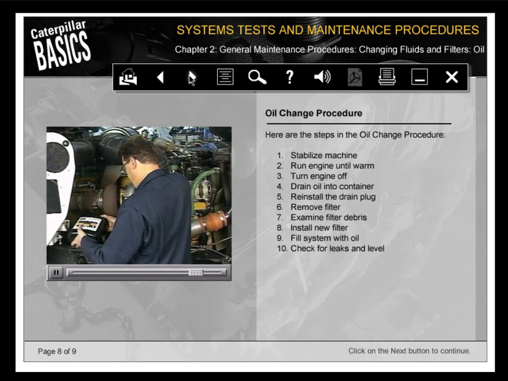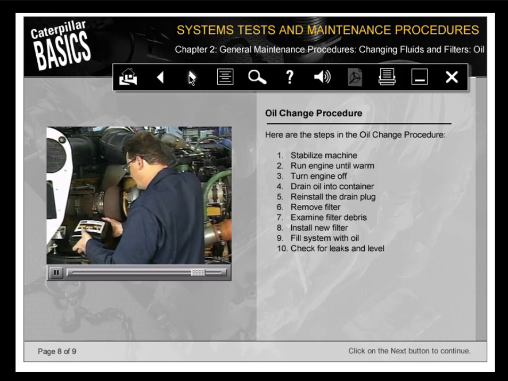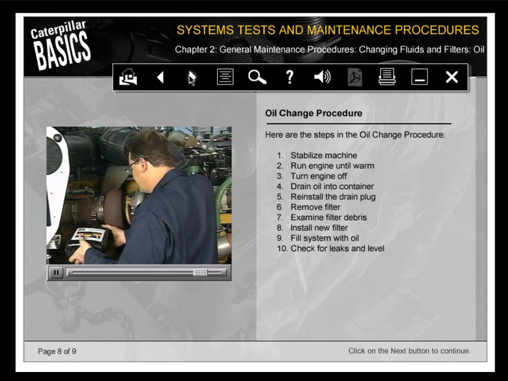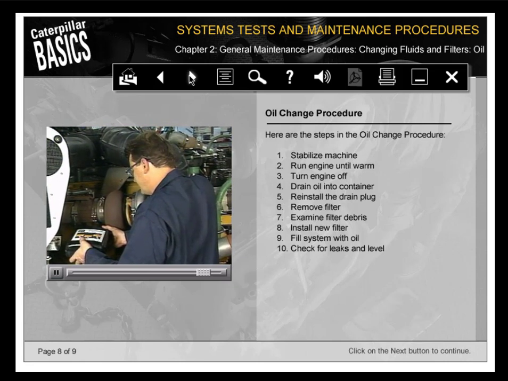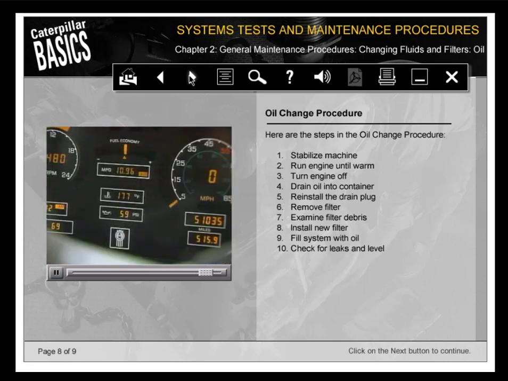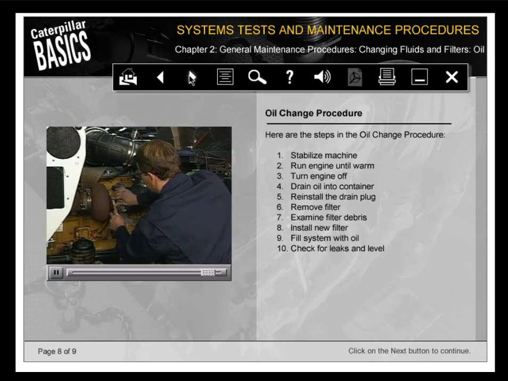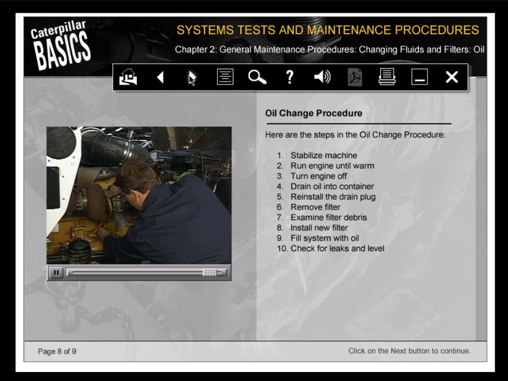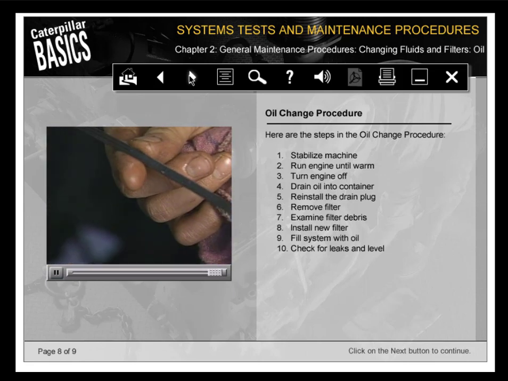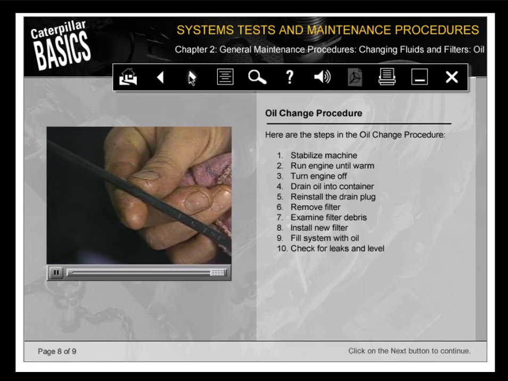After you fill the crankcase with oil, run the engine at low RPM long enough to circulate the oil and fill the filters. Make sure the oil pressure is normal. Stop the engine and let the oil drain into the sump. Check for oil leaks. Measure the oil level and adjust it if necessary.